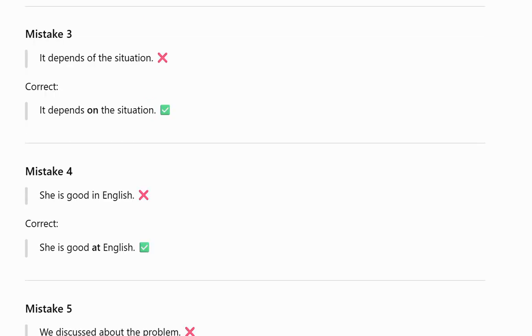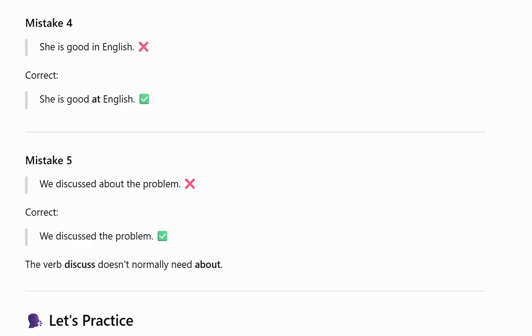Mistake number 3. It depends of the situation. That's incorrect. The correct sentence is, it depends on the situation. Mistake number 4. She is good in English. That's incorrect. We say she is good at English. Mistake number 5. We discussed about the problem. The correct is, we discussed the problem. The verb discuss doesn't normally need about.